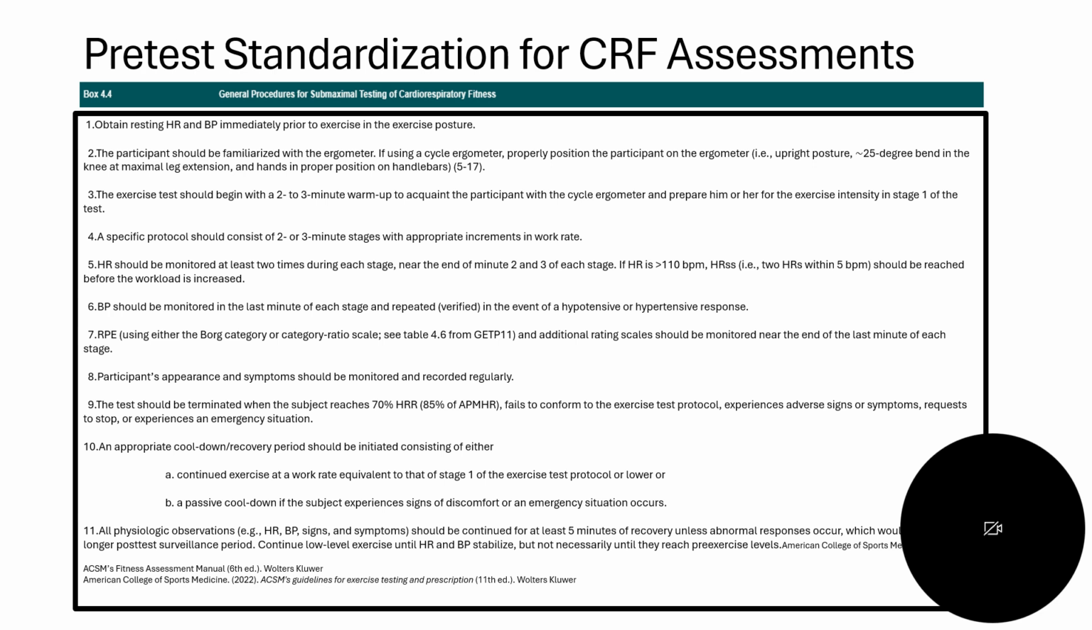Box 4.4 highlights the pre-test standardization for CRF assessments. To get the best results from an assessment, you should brief participants on specific pre-test preparations, cover screening, explain to them how to communicate symptoms, and use the Borg RPE scale. You can give the participants a checklist, which tells them what type of clothing to wear, comfortable clothes, shoes suited for exercise, diet, the things to avoid, like tobacco and caffeine for 3 hours prior, avoid alcohol for 12 hours, also stay well hydrated.